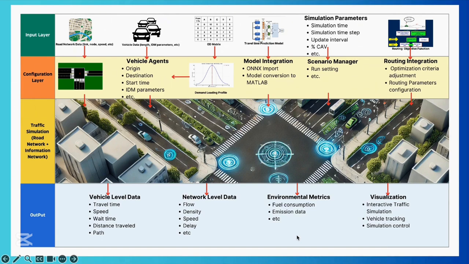The input layer also supports OD matrix for the network, whether as a single OD matrix for the entire simulation or as time-dependent matrices. Users can further provide a travel time prediction model, the simulation parameters, such as simulation times, update intervals, the percentage of connected vehicles, CVs, versus human-driven vehicles, and the desired routing objectives. Whether user equilibrium, system optimal, or eco-routing, the next level is the configuration layer.